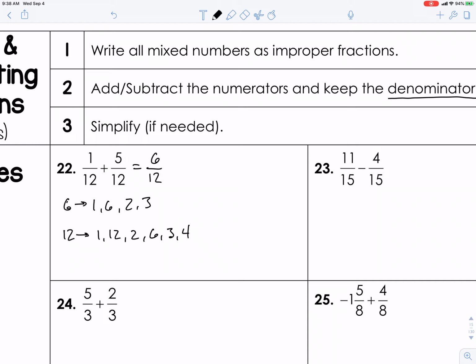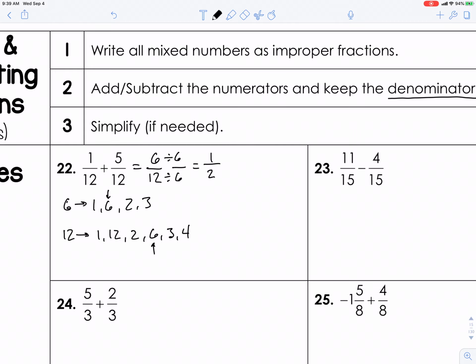Then I want to look and see what is the biggest number that appears in both of those lists right there. Well, I can see 3 appears, but that's not the biggest number. I would say 6 is the biggest number that appears in both of those. So then that is what I want to use. So I'm going to divide by 6, divide by 6. 6 divided by 6 is 1. 12 divided by 6 is 2. 1/2, which is true. 6 is half of 12, so that gives me 1/2.